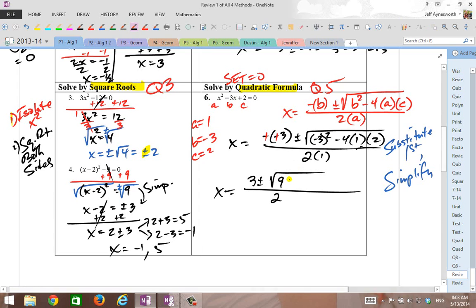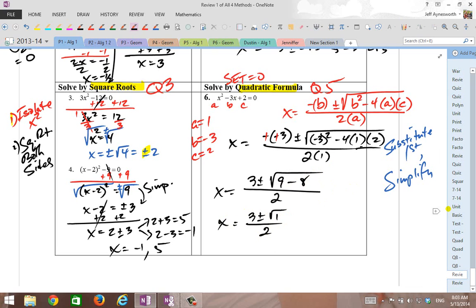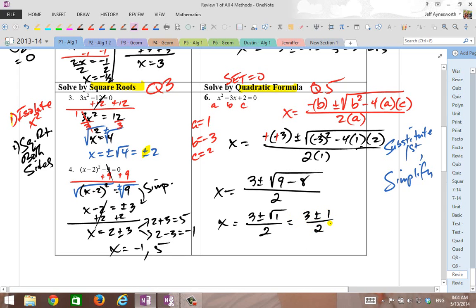All right, now be careful here. I got a minus of 4 times 1 times 2. So minus, let's put that on the minus side. What's 4 times 1 times 2? 8. So put down a minus 8. And all divided by 2. Well, 9 minus 8 is 1. So you have 3 plus or minus the square root of 1 divided by 2. What's the square root of 1? Yeah, it's just 1 because 1 squared gives you 1. So this is the same thing as 3 plus or minus 1 all divided by 2.